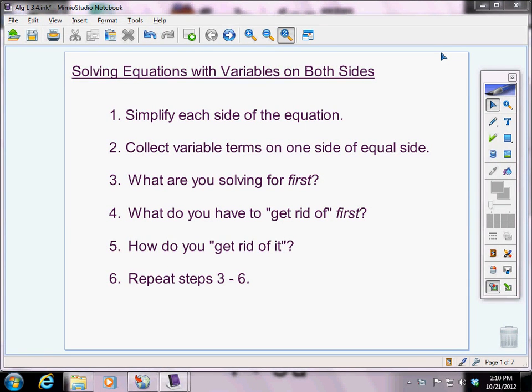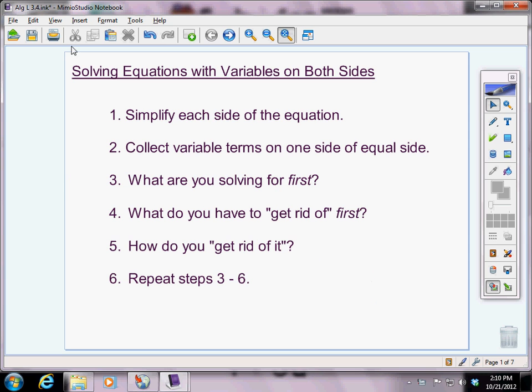When we talk about solving equations with variables at both sides, I want you to look at the steps here. For the most part, they should be very familiar to you. In fact, when you look at just these here, 3 through 5, what are we solving for first? What do we have to get rid of first? How do you get rid of it? We've talked about that a number of times.